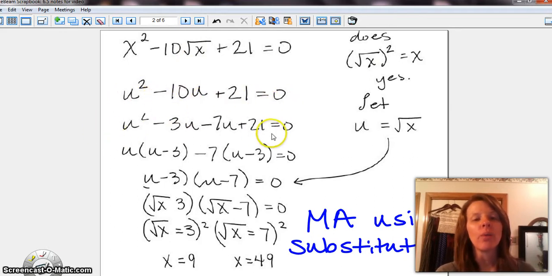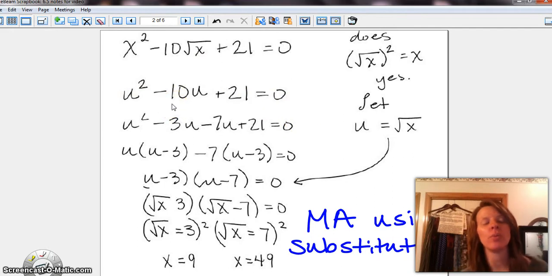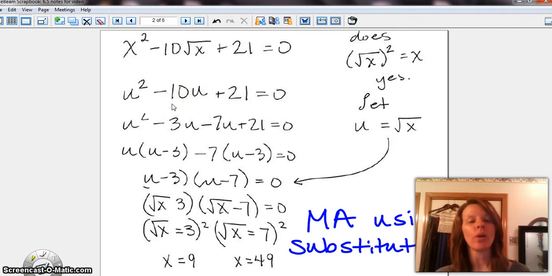And so we go on and we complete our MA method. So we have this 1 in the front times 21. We have factors of 21 that add up to negative 10, which would be negative 3 and negative 7. We go on and complete this MA. So we take out the GCF of u squared and 3u, which is u, and the GCF of negative 7u and 21, which is negative 7. And so we have u minus 3 in common in both of those sets. And so we can take out u and negative 7 so that we have these two factors, u minus 3, u minus 7.